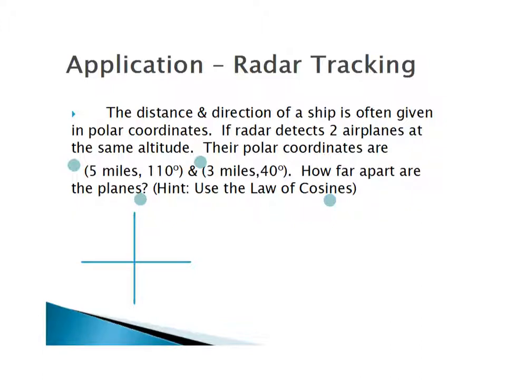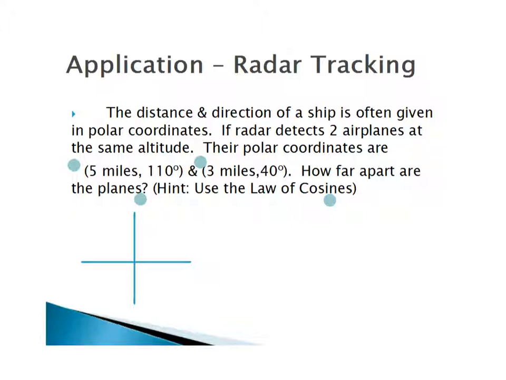If the radar detects 2 airplanes at the same altitude, okay, so these planes are at the same altitude, we've got to be a little careful they don't crash, right? Okay, I kind of got the direction of a ship and yet I'm doing airplanes. My bad, sorry. Works for ships and airplanes. Let's say we've got airplanes. We don't want them to crash. So the control tower is looking at their coordinates. Their polar coordinates are 5 miles, 110 degrees.